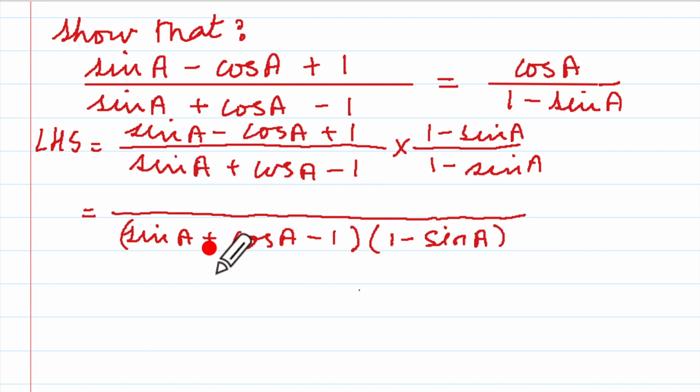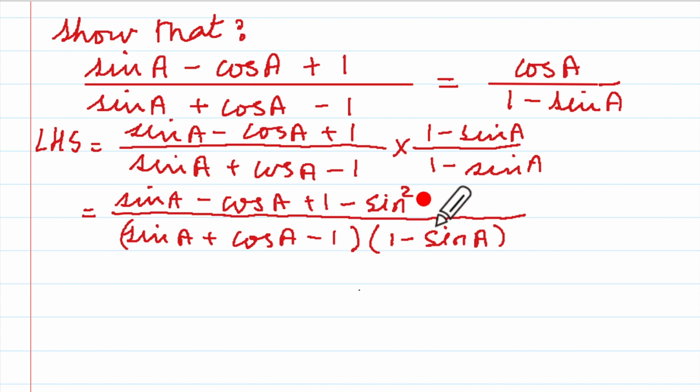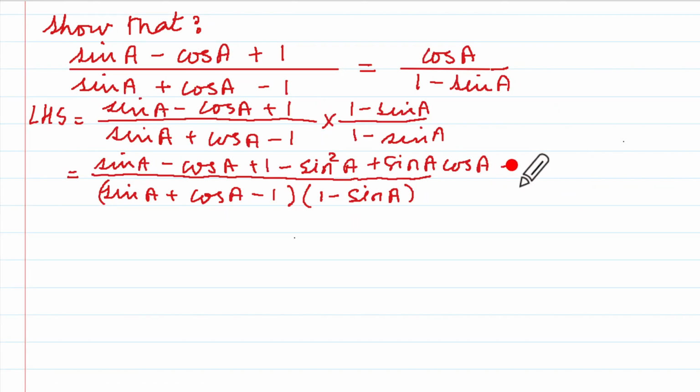So we show this in the first bracket, this in the second bracket. In the numerator, let us multiply this whole thing by 1. So sin A minus cos A plus 1. Now minus sin A will multiply all of this. Now the denominator stays as it is.